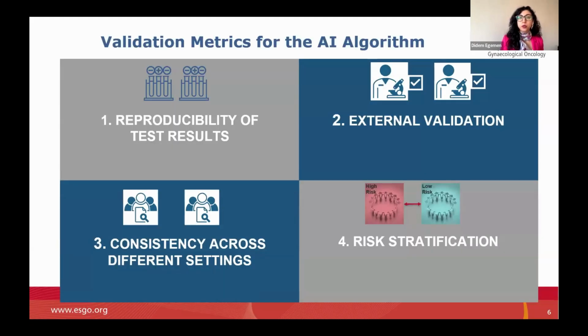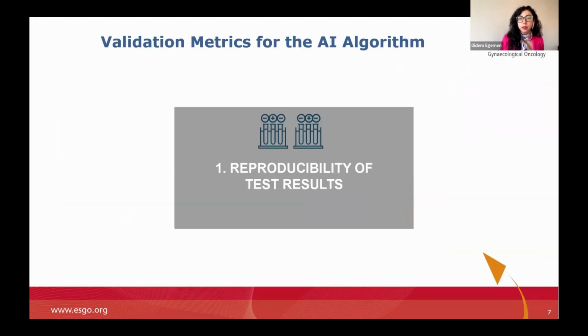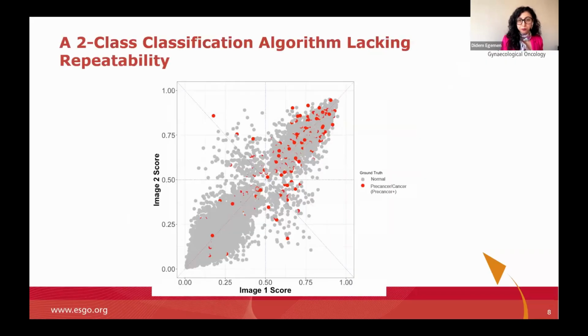These are reproducibility of test results, external validation, consistency across different settings, and risk stratification. So I'll go one by one. Let's start with the reproducibility of test results. What do we mean by that? In our studies, we always collect multiple images from the same individual at the same visit, with a very short time interval, like in a click fashion. When our algorithm evaluates these images, it should give the same result for the same individual.